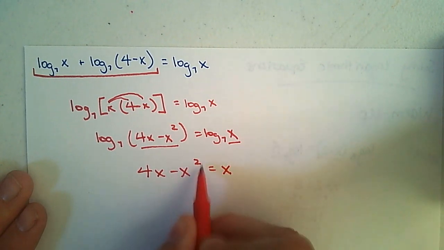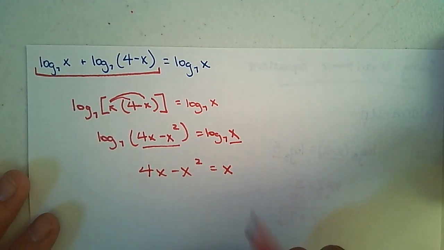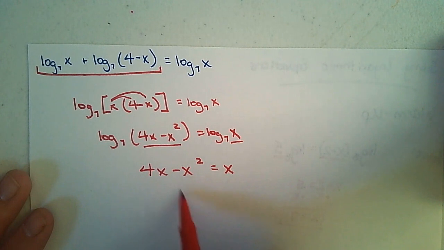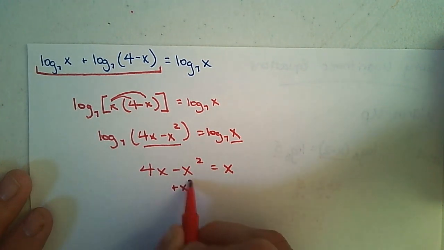And it looks like I have a quadratic. I have an exponent of a 2 there. So I'm going to go ahead and have to get this set equal to 0. And right now, since this is negative, I think I'm going to actually move both of these pieces to the other side.